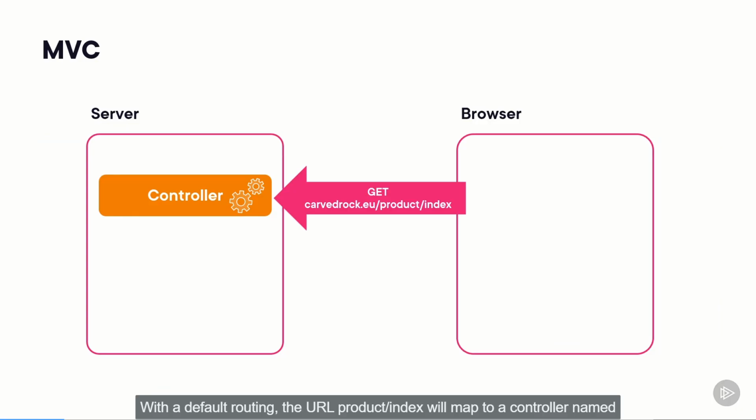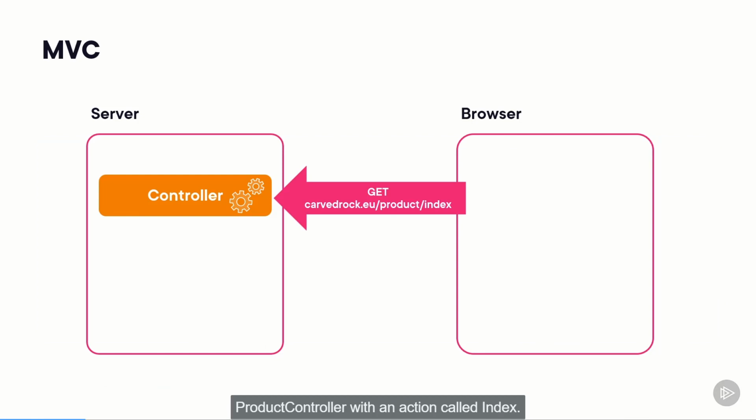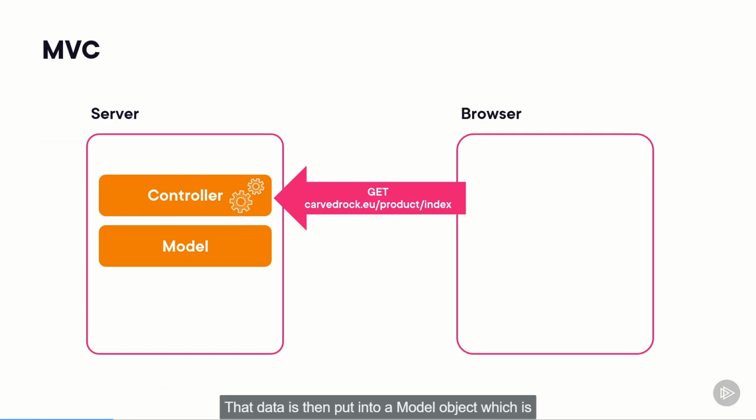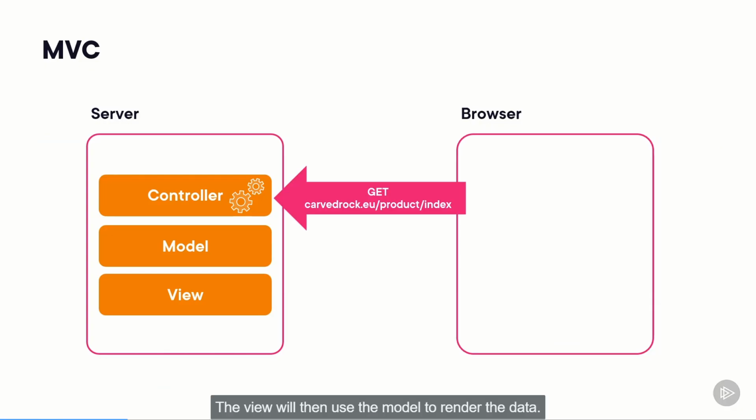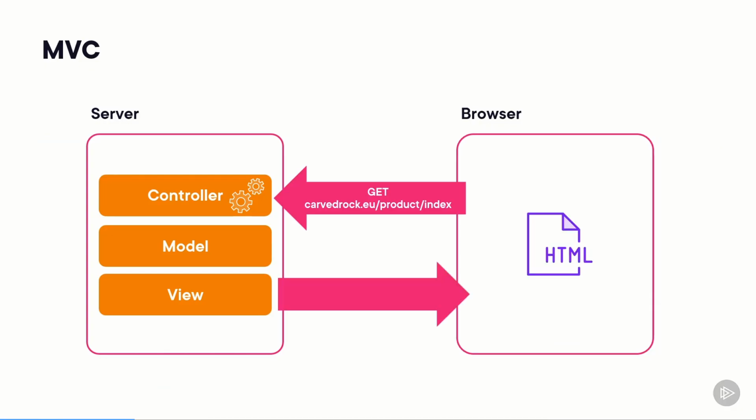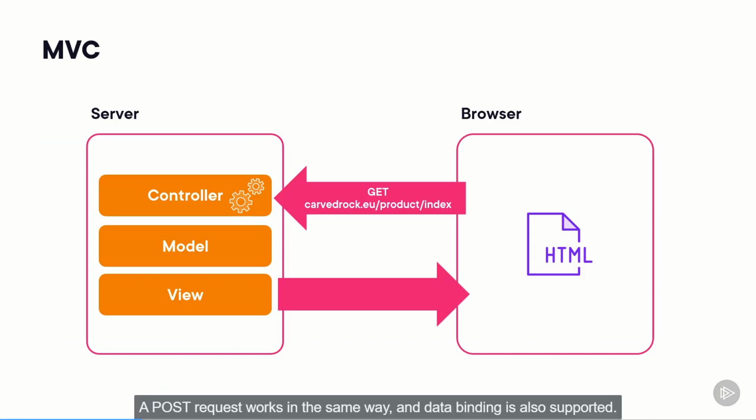With the default routing, the URL product/index will map to a controller named ProductController with an action called Index. The action will then do the processing work. It will typically retrieve the data first. That data is then put into a model object which is meant for the view to consume. The view will then use the model to render the data. A post request works in the same way, and data binding is also supported. The data binding typically occurs against a parameter of the method.